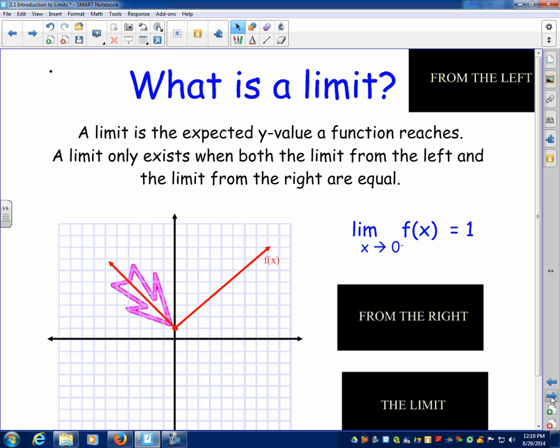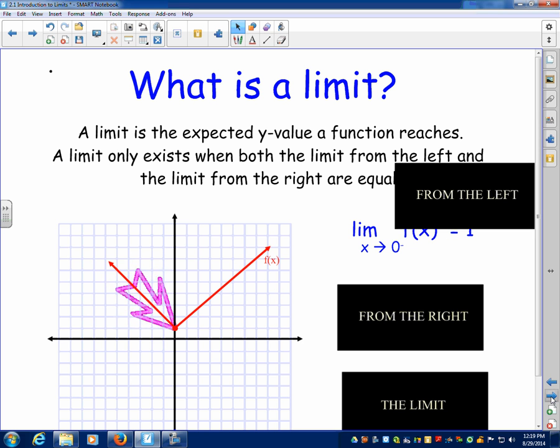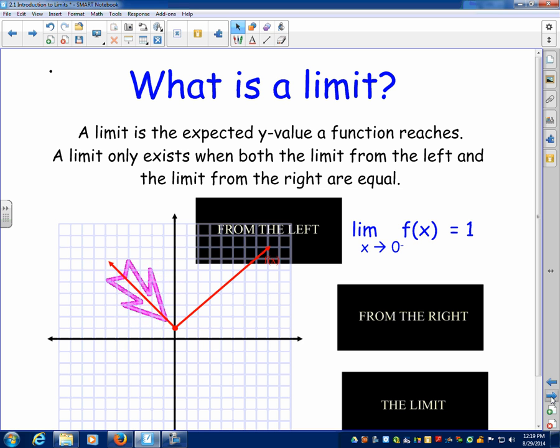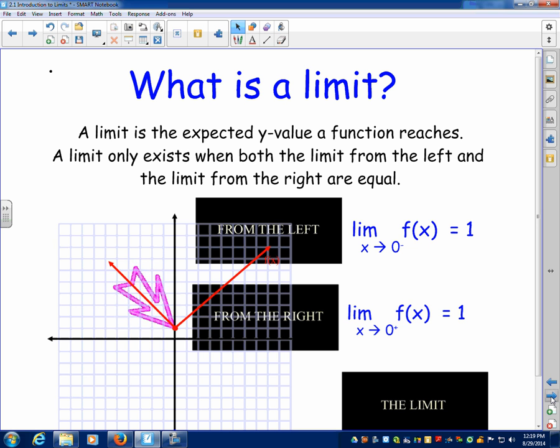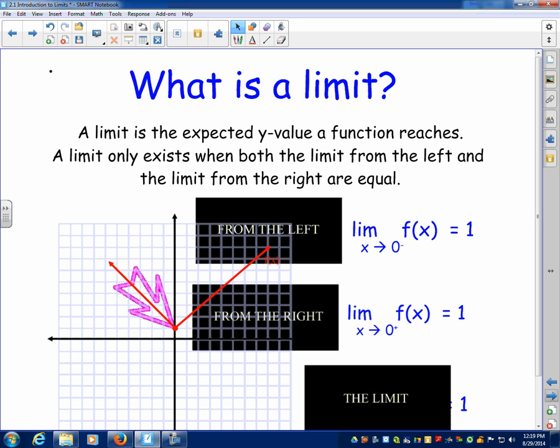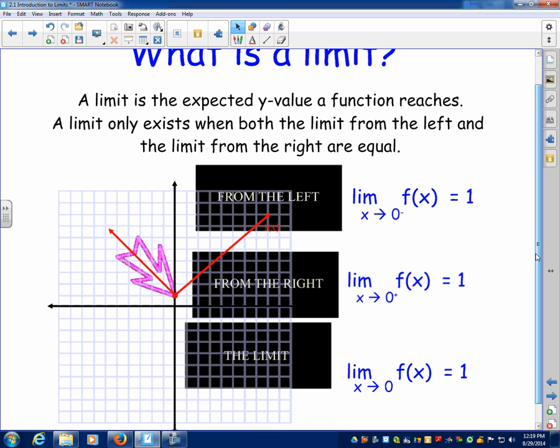That means as x approaches 0 from the left of f of x, whatever the function is, equals 1. That's the y coordinate that corresponds to an x coordinate of 0. That's our notation for limit from the left. And then the limit from the right, the notation looks like this. Limit as x approaches 0 from the right of f of x also equals 1. So therefore, the limit exists, and the limit is 1.